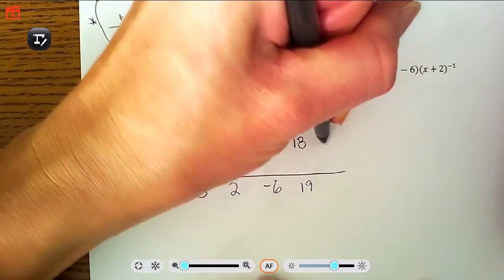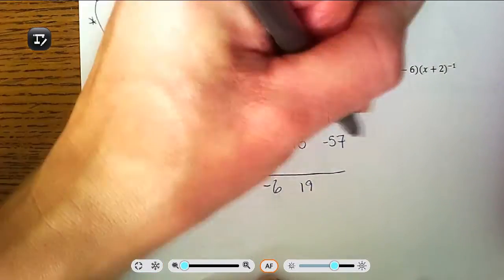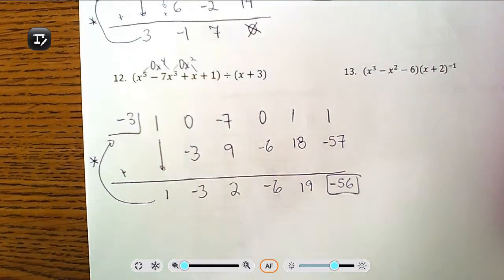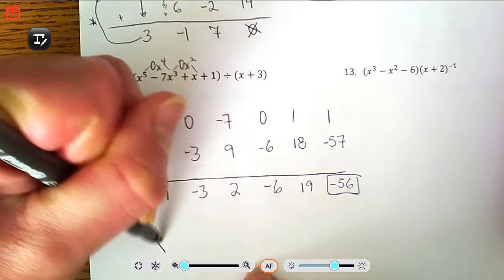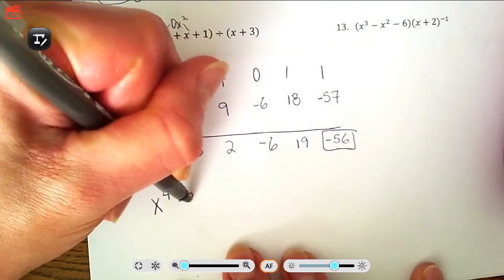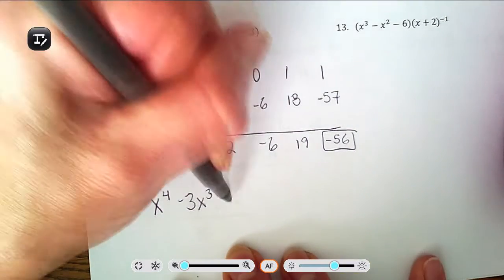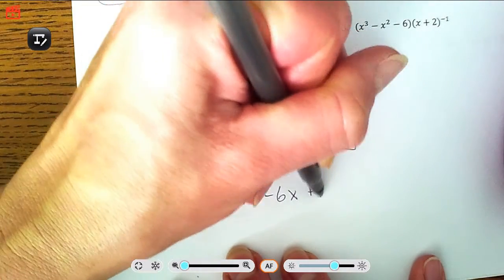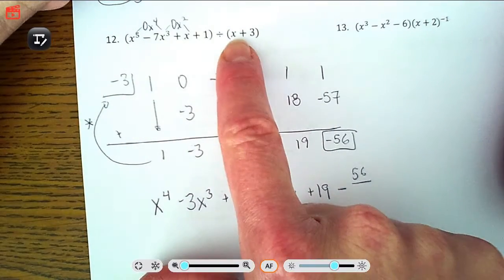Times 3 is negative 57, because 20 times 3 is 60. And that's negative 56. That's my remainder. Go ahead and go 1 power less. From the 5th power, that's x to the 4th power, or 1x to the 4th power, minus 3x to the 3rd, plus 2x squared, minus 6x plus 19, minus 56 over x plus 3.